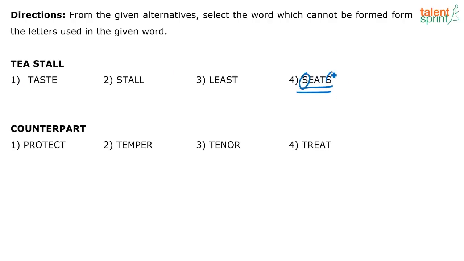Here, S is repeated 2 times. Here, S is appearing only once. So definitely using these words, I cannot form the word seats. So that is the word that cannot be formed using the letters in the word T-stall.